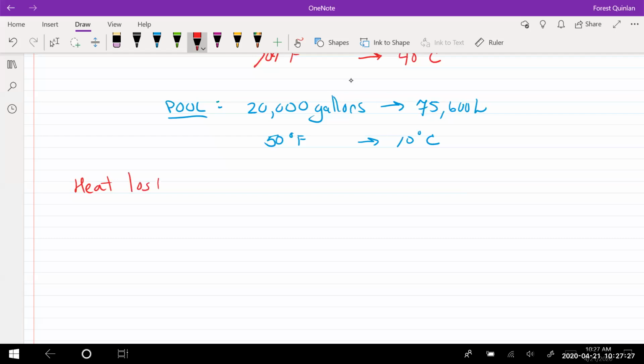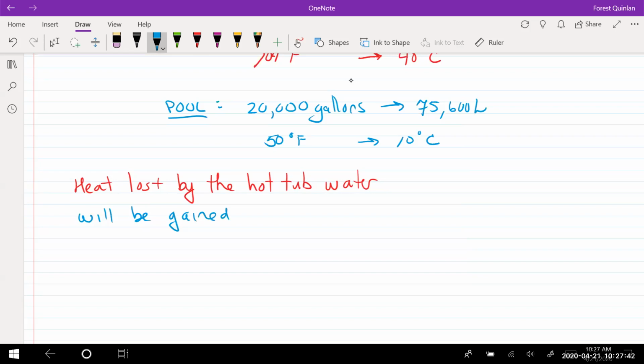So heat lost by the hot tub water will be gained by the pool. Can we agree with that? I'm going to say yes. Yeah, that's fine. Now, we have to talk about conventions.